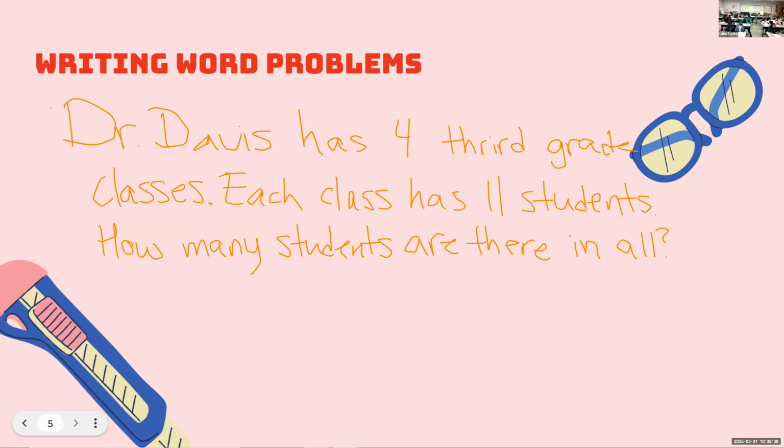What does Dr. Davis have? 4 third-grade classes. And what else? Each class has 11. Right? So that's my problem, my action. And then the last thing is you have to close it out. And write this down. You have to close it out with a question. And what's my question? How many students are there?